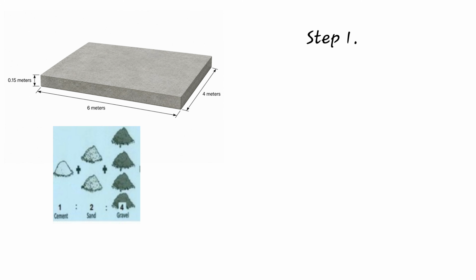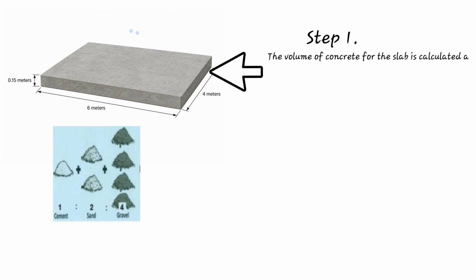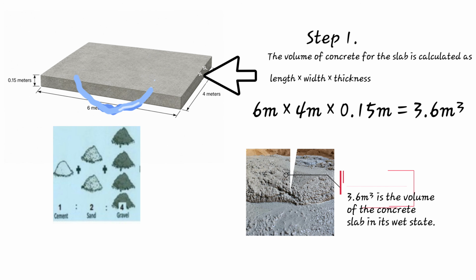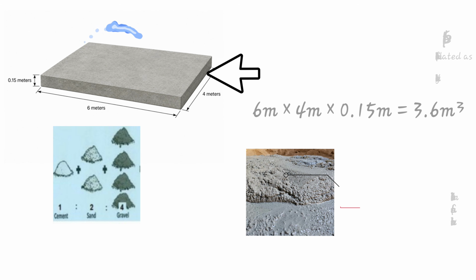Step 1. The volume of concrete for the slab is calculated as length times width times thickness, which gives us 3.6 cubic meters. This is the volume of the concrete slab in its wet state.